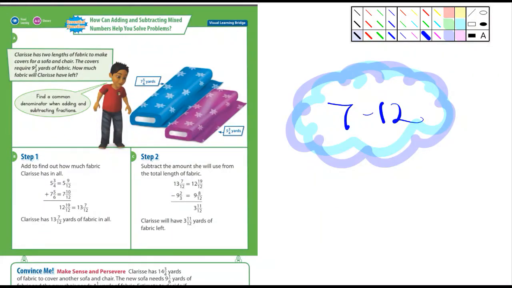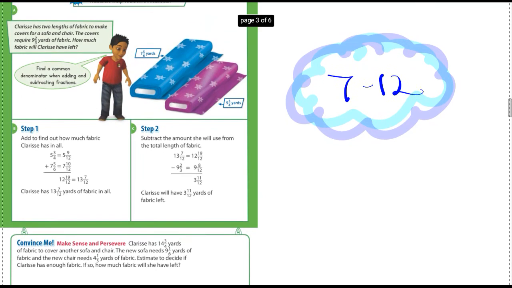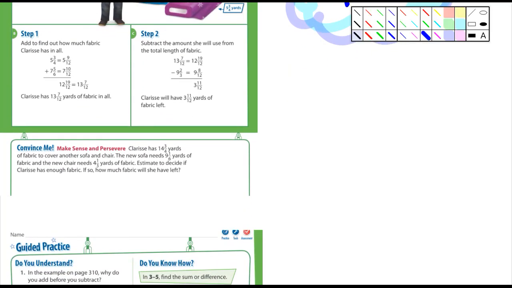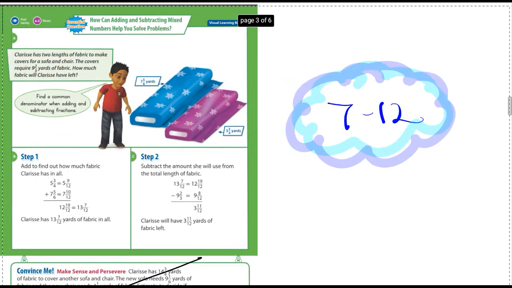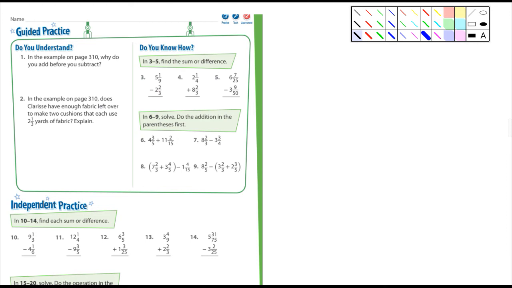Okay, fifth graders, we're starting 7-12 here. And this is review because it's all about adding and subtracting mixed numbers. So here's the part that you're probably going to like. I'm not even going to worry about the first example they give here. I'm not even going to worry about the convince me, since this is just kind of all review. I'm just going to jump right down into the guided practice.